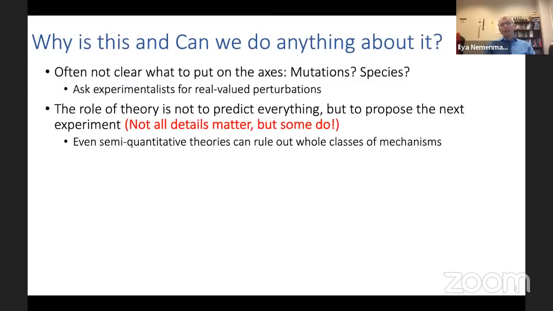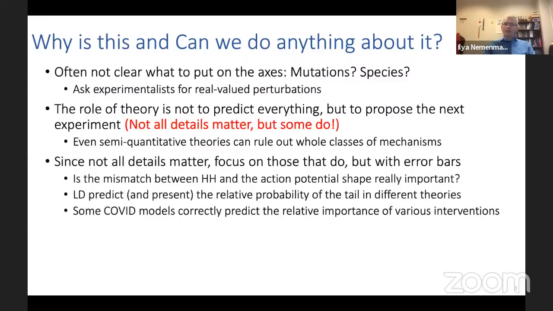Another thing to keep in mind is that the role of theory is not in predicting everything. No theory, even in traditional physical contexts, ever predicts everything. The role is to propose the next experiment. Not all details matter, but some details actually do matter, right? In this context, even semi-quantitative theories can rule out whole classes of mechanisms. You don't need to be extremely precise to rule out an entire set of ideas, right?